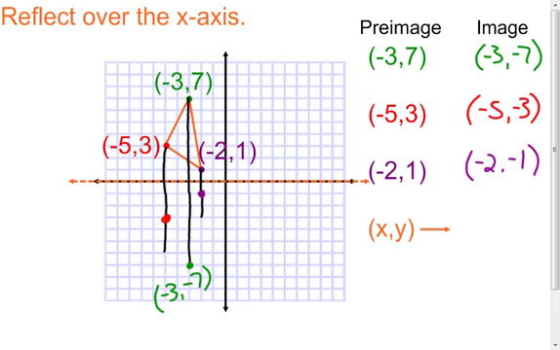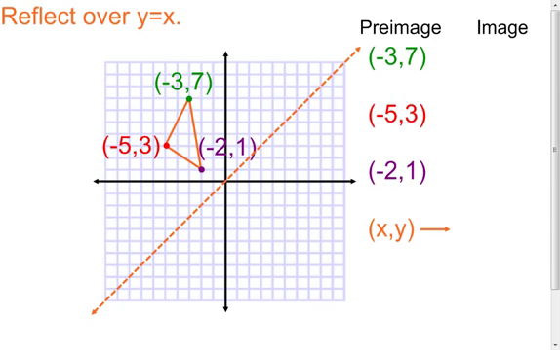So if I take any point on the coordinate grid and flip it over the x-axis, what I notice is my x value was always the same as what it was to start. My y value, on the other hand, is the one that changed, and it just became the opposite of it. If it would have been a negative to start, then it would have become a positive here. So, flip over the x-axis, the x value stays as is, the y value is just going to be the opposite of it. Now let's flip over a different line, the line y equals x.